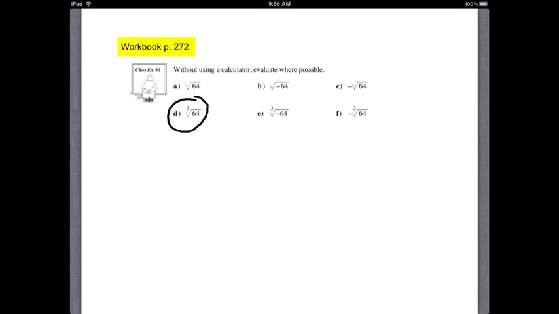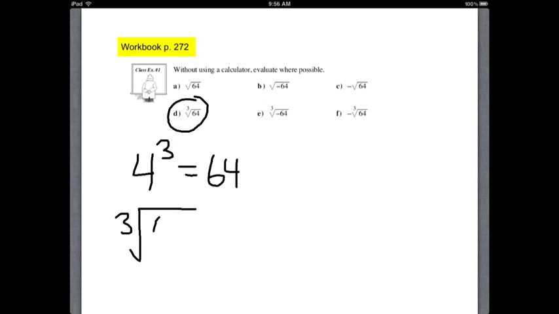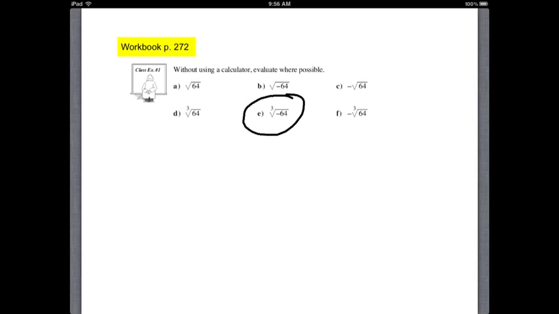For D, we're dealing with cubed roots now. 4 to the power of 3 is equal to 64. So on the other end, the cubed root of 64 must be 4. For E, it might be tempting, considering what our answer was for B, and the fact that the negative sign is on the inside, to write no real answer. However, that's not the case because of that cubed root.